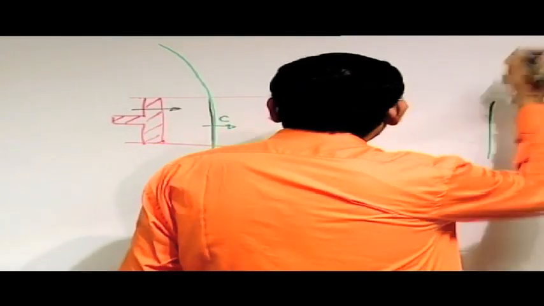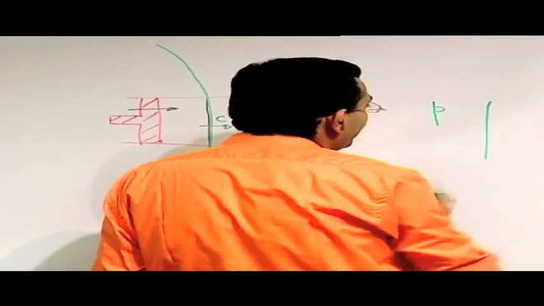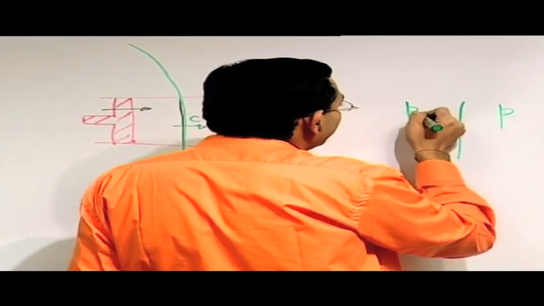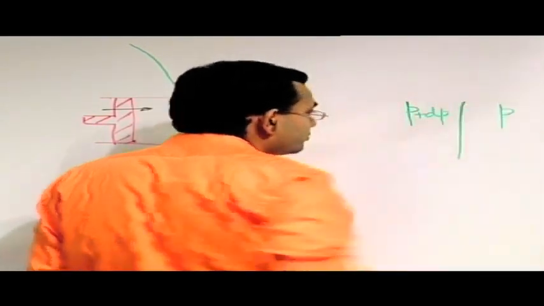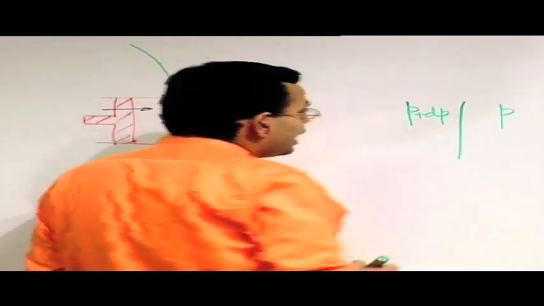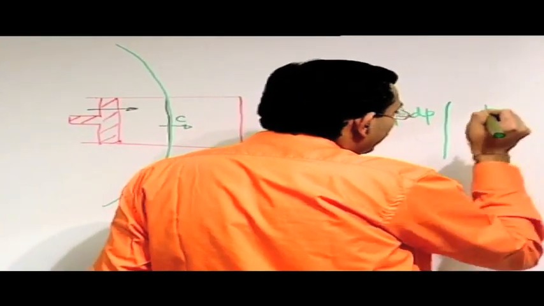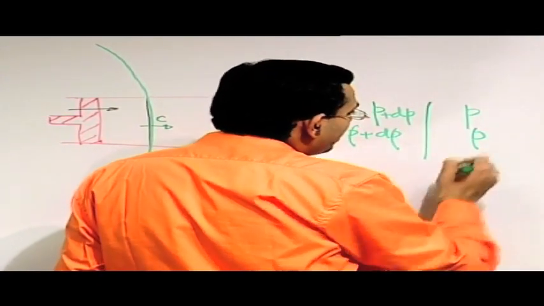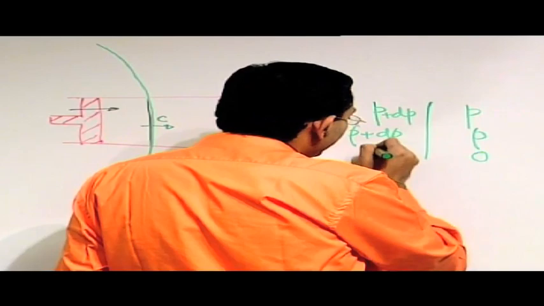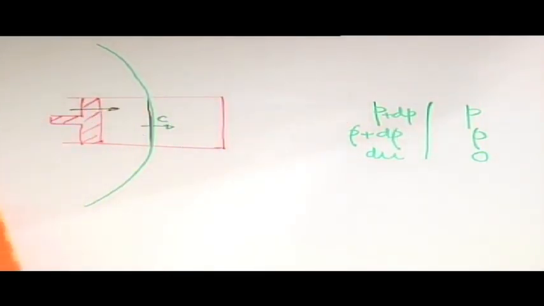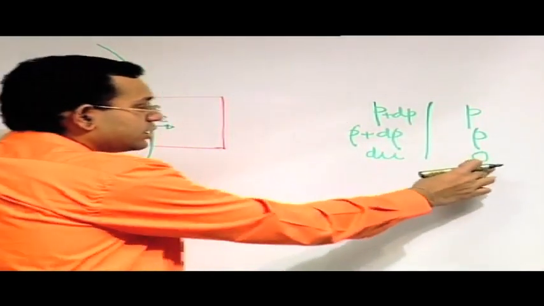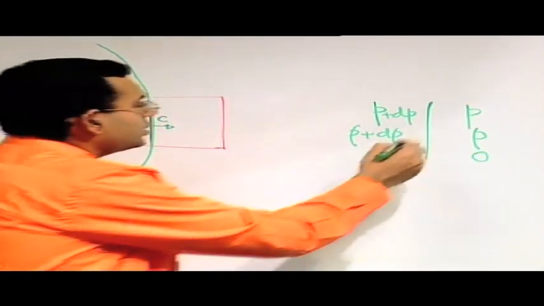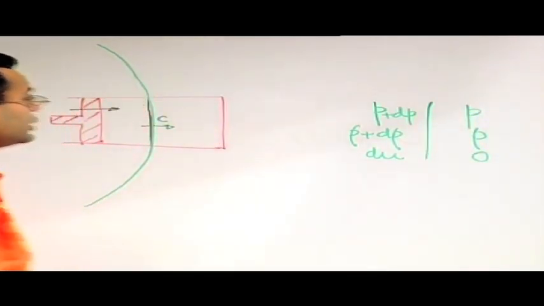So, let us say that the pressure on the right side is P, and here the pressure is P plus dP. On the right side the density is rho, here the density is rho plus d rho. On the right side the velocity is 0, and on the left side the velocity is say du. So, this is undisturbed and this is disturbed. Now, remember that this front is propagating towards the right with a velocity c.